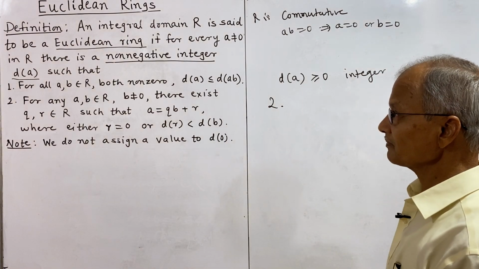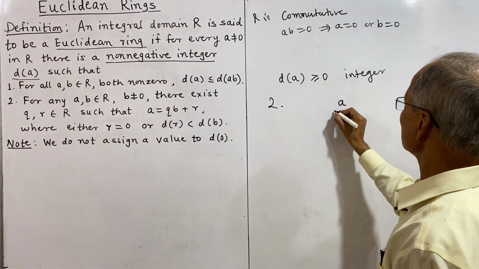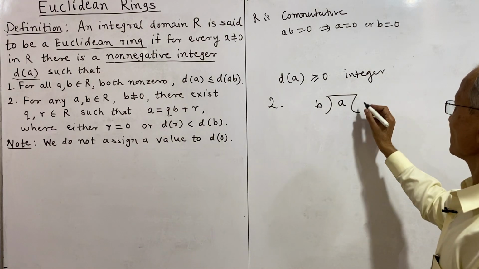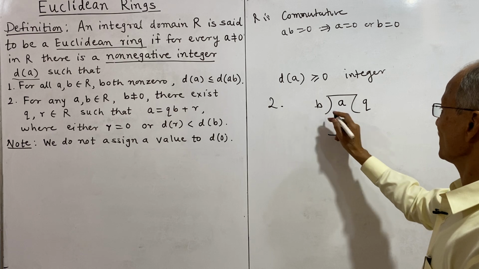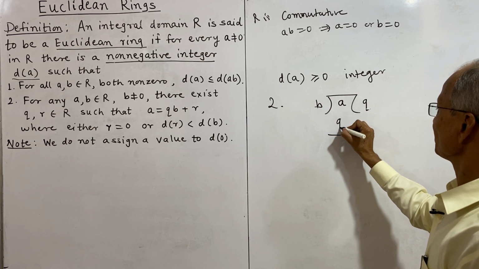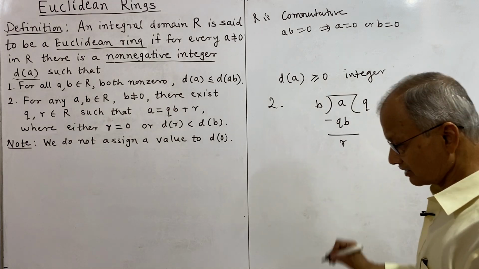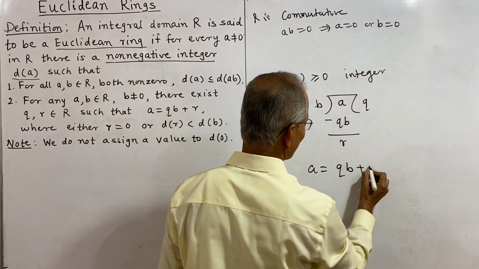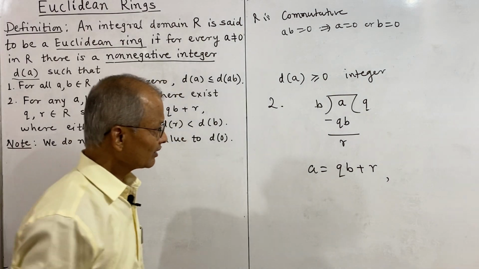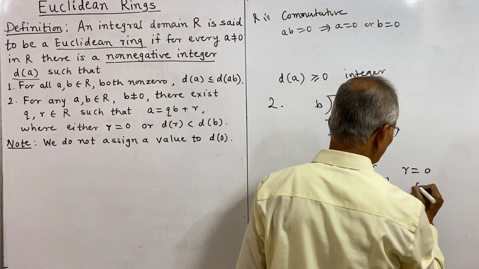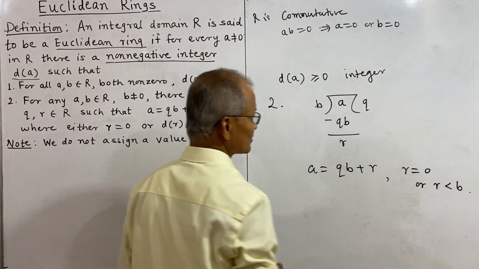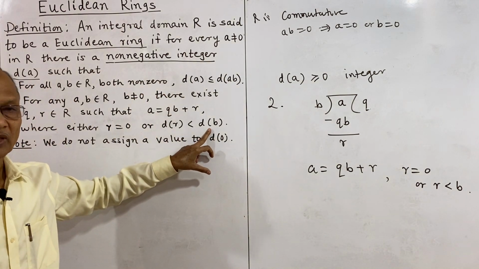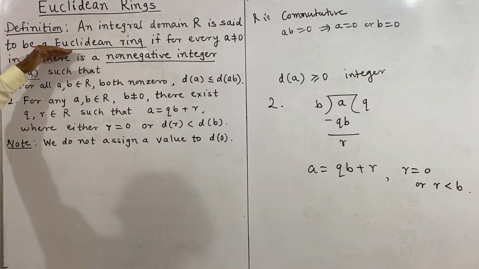The second property is the division algorithm from number theory, where the integer A is divided by integer B, and let Q be the quotient and R be the remainder. Then we subtract QB from A, and R is the remainder, and the equation can be written as A is equal to quotient times divisor plus remainder. And what is the condition for the remainder? The remainder is either 0 or the remainder is less than B. So here, instead of R less than B, the condition is written as D value of R is less than D value of B. Thus this is the definition of a Euclidean ring.